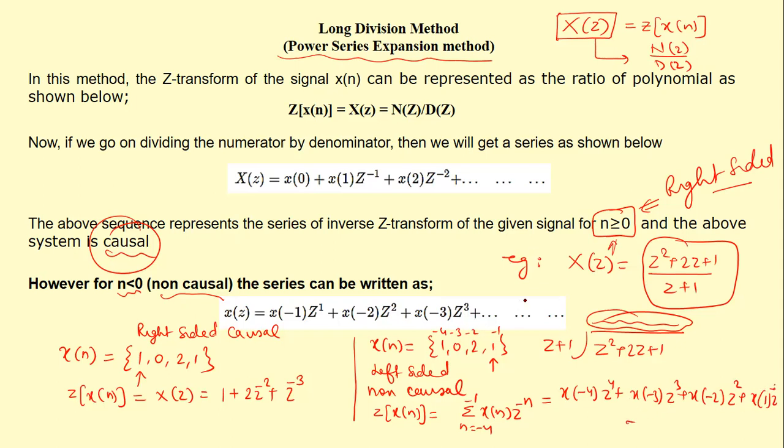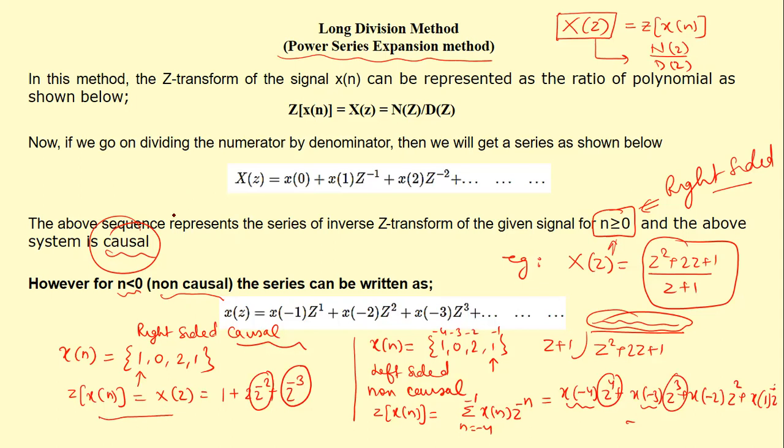Okay, so now you can see here, for a causal sequence the power of z would be negative, right? And for a non-causal sequence the powers of z are positive. However, the data points are negative, x of minus 4, minus 3, minus 2, like this. Here the data points would be positive.